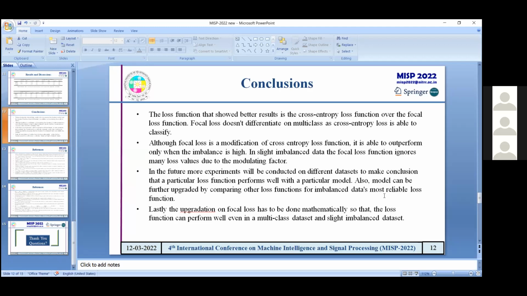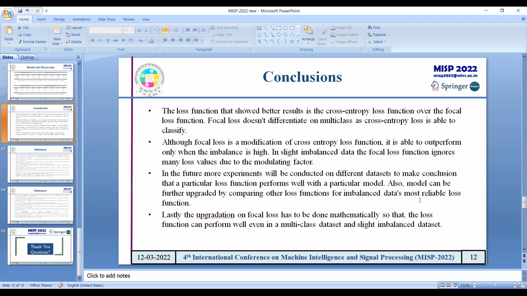And the model can be further upgraded by comparing other loss functions for imbalanced data, to find the most reliable ones. Lastly, the upgrade to focal loss has to be done mathematically so that the loss function can perform well even in a multi-class dataset and a slightly imbalanced dataset.